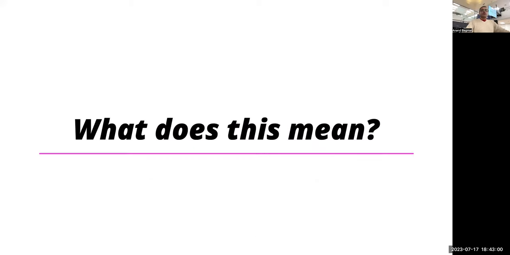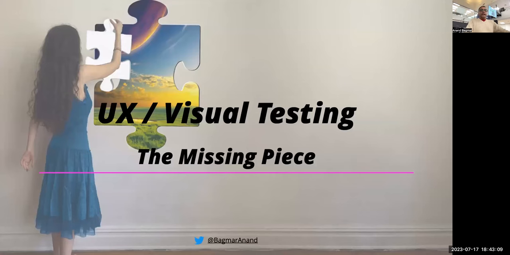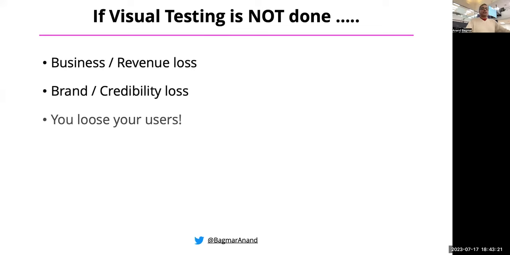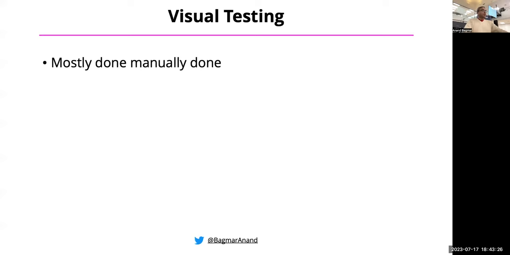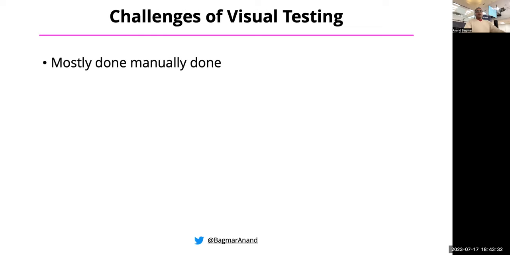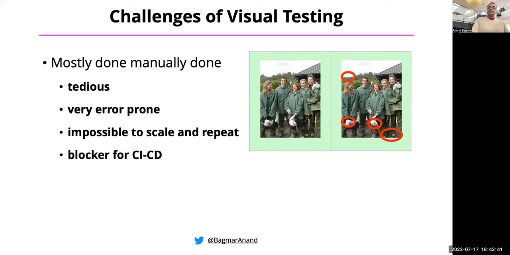And we need to remove the aspect of chance. We need to stop playing puzzles while working and get better in that approach. And that is where visual testing actually comes into picture. Okay. So if visual testing is not done, you're going to get revenue loss, brand and credibility loss, and you lose your users as well. But to do visual testing, which is mostly done manually, you cannot be taking this approach. Because this approach is going to be tedious, error prone, and impossible to scale and repeat for every build that you need to release. And it's a blocker for CI/CD.